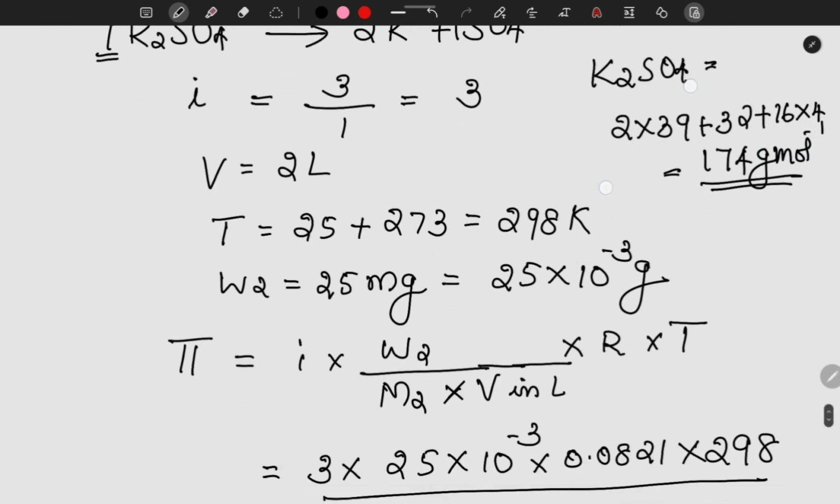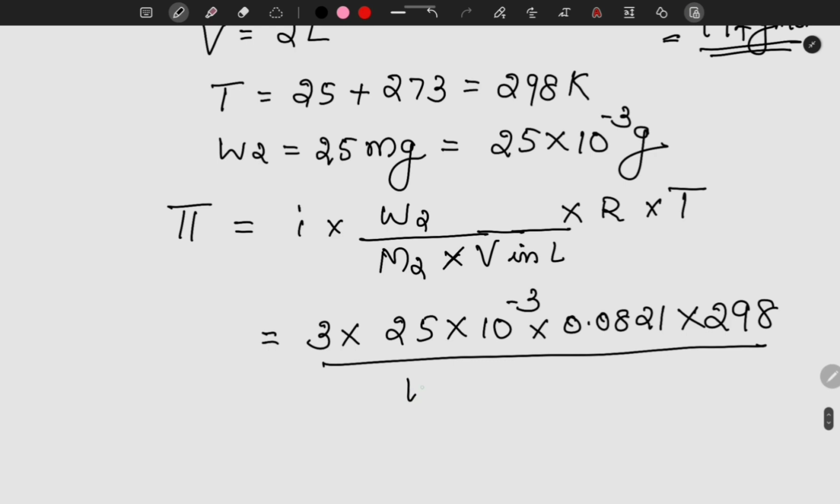Now let us substitute the molar mass here. 174 into volume is 2 liter. So when we simplify, we will get 5.27 into 10 raised to minus 3 atmosphere.